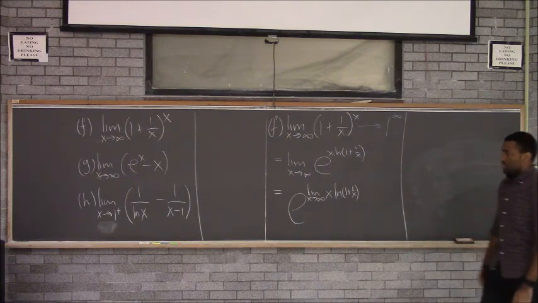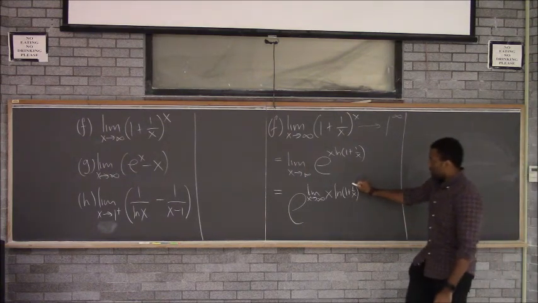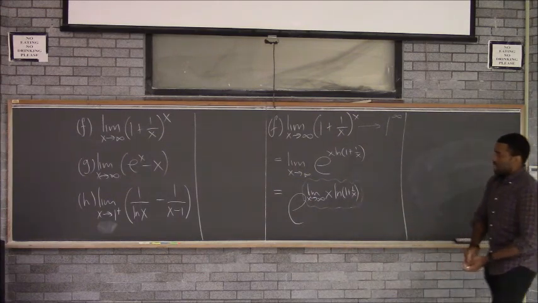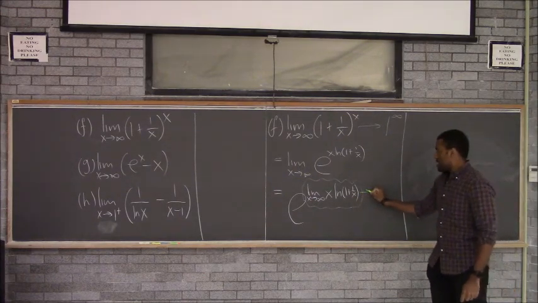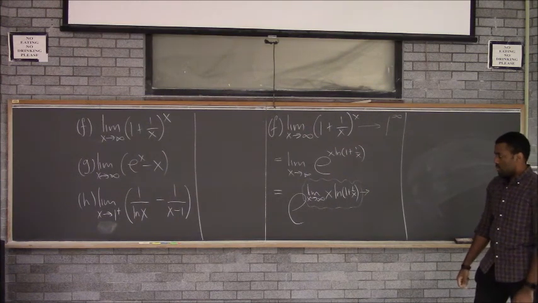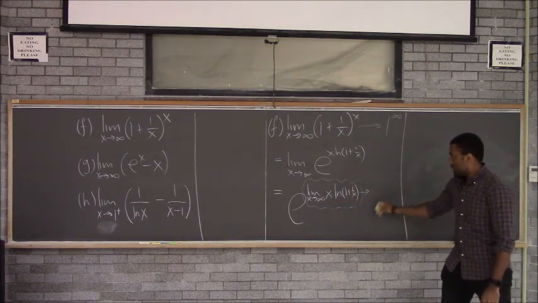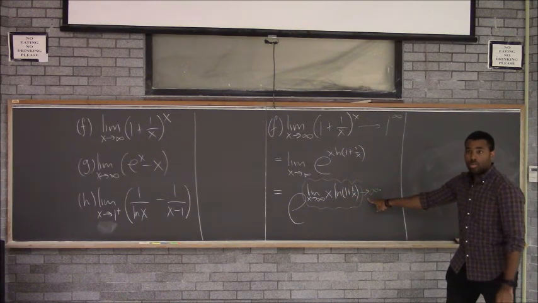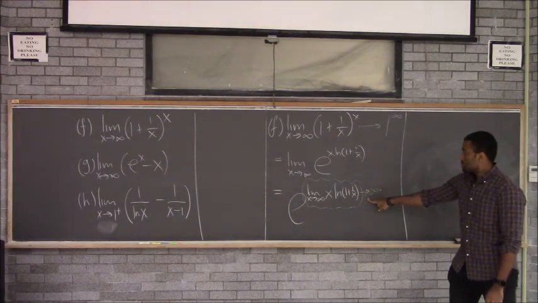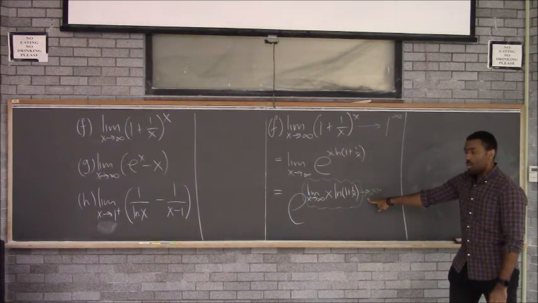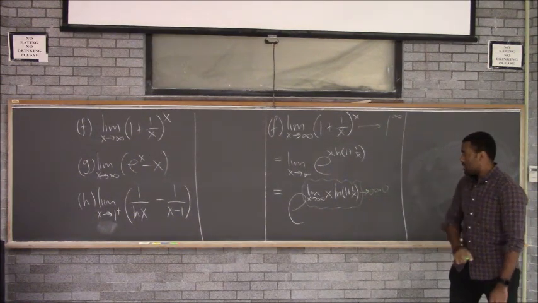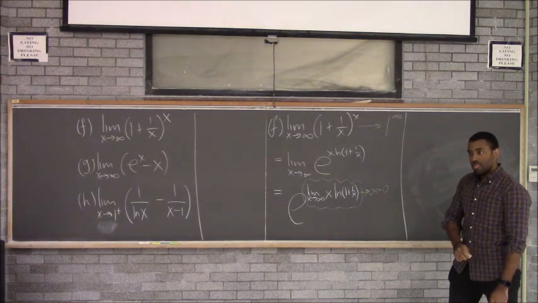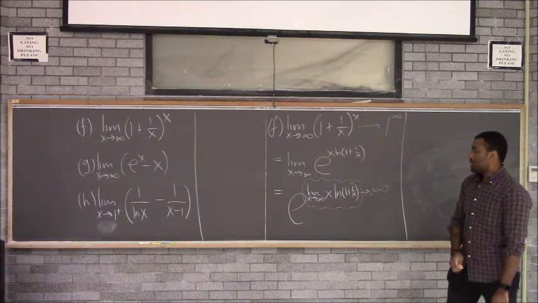Okay, what are we doing next? Now we have to worry about this thing, right? And what is that? If I directly plug in x to infinity, what does that go to? Well, the x would go to infinity. What would ln of 1 plus 1 over x go to? Ln of 1, which is 0. So that's infinity times 0. What's that? E to the 0. No. Indeterminate. 0 times infinity is indeterminate. You don't know what that's going to be. What do we do?